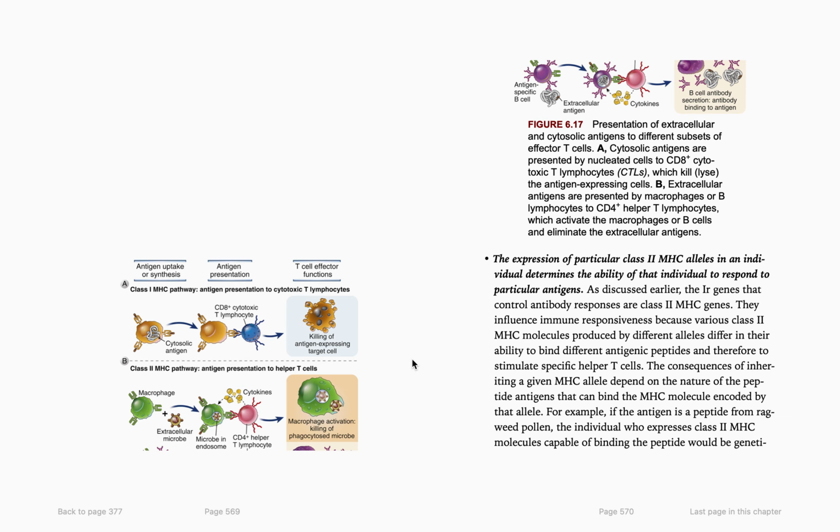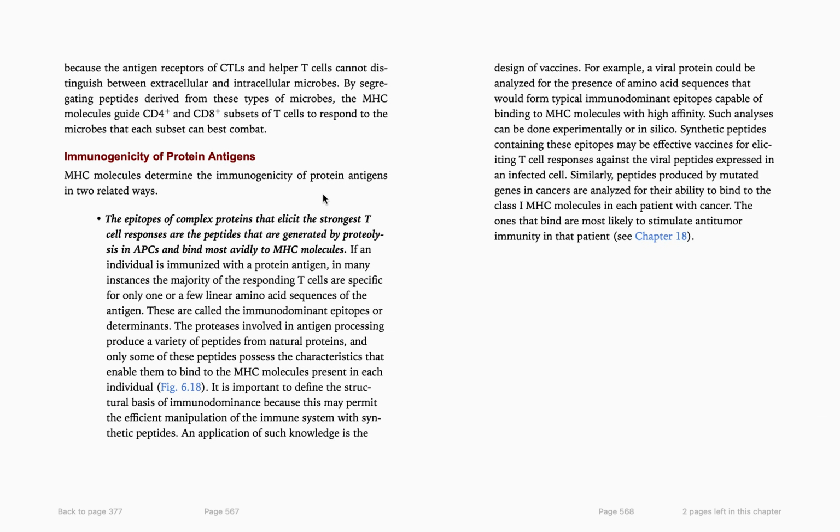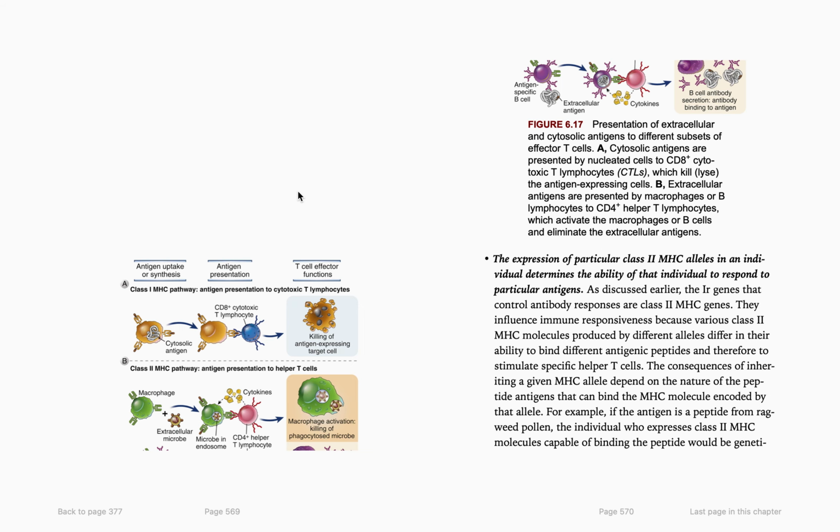So the second of two related ways in immunogenicity of proteins is that the expression of particular class 2 MHC alleles in an individual determines the ability of that individual to respond to particular antigens. As discussed earlier, the IR genes that control antibody responses are class 2 MHC genes. They influence immune responsiveness because various class 2 molecules produced by different alleles differ in their ability to bind different antigenic peptides and therefore stimulate specific helper T cells.